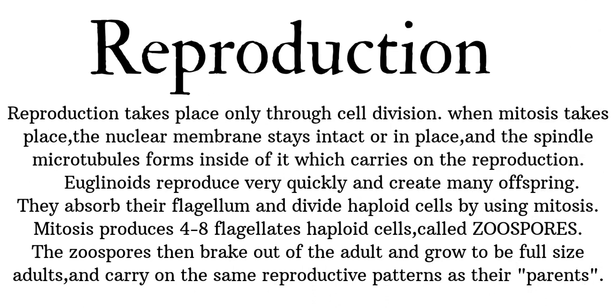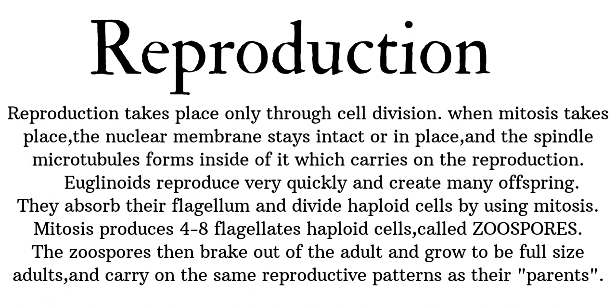Next, we will discuss reproduction. Reproduction takes place only through cell division. When mitosis takes place, the nuclear membrane stays intact, and the spindle microtubules form inside of it, which carries on the reproduction.